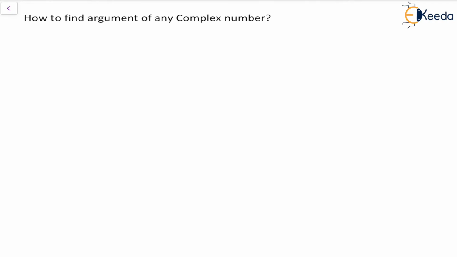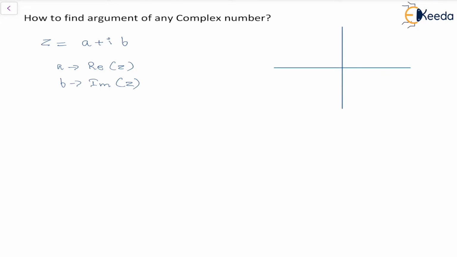So let's say we are starting with a complex number z equal to a plus ib. We can see that this a will be the real part of z and this b will be the imaginary part of z. And on the xy plane, it will lie somewhere. This is the real part and this is the imaginary part.